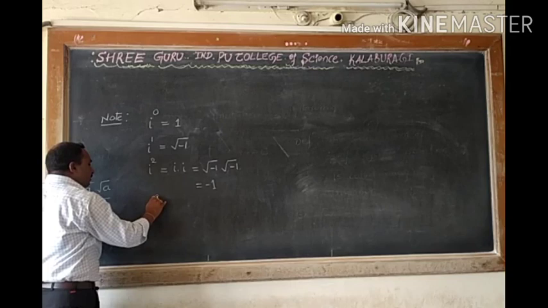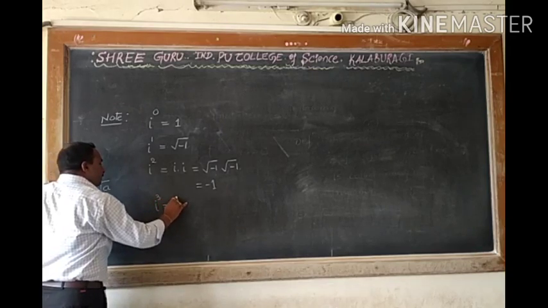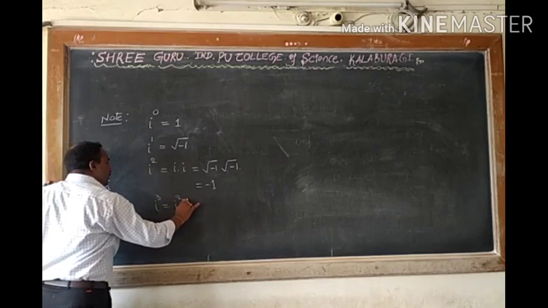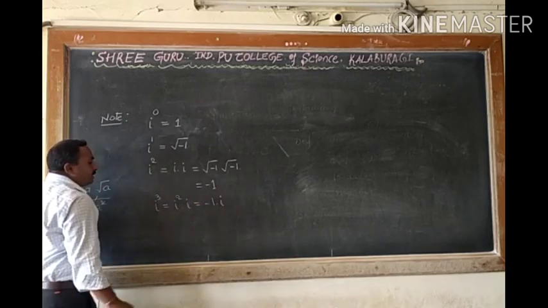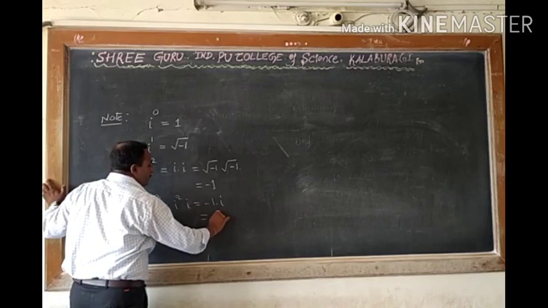I cube value is what? I square into i. I square value is minus 1, so minus 1 into i. Minus 1 into i is what? Minus i.